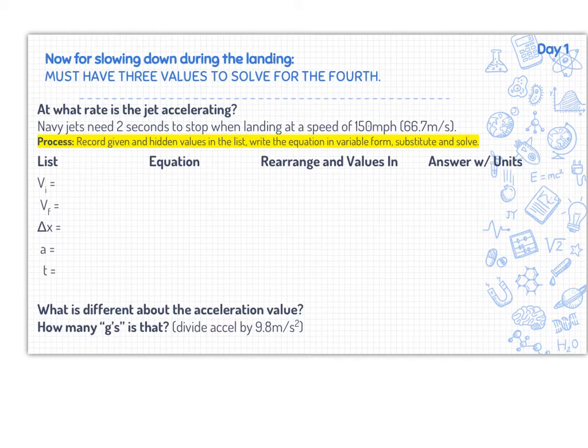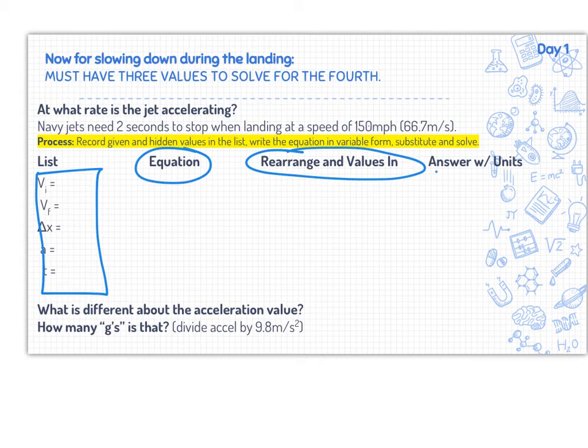Okay, for this answer, I'm only going to show you the solution. However, I would like you to make sure you list your variables in this section, write down the full equation, rearrange the values, and then put your answer with units. Doing all those steps, you should, in this case, get an acceleration that is a negative 33.35 meters per second squared.